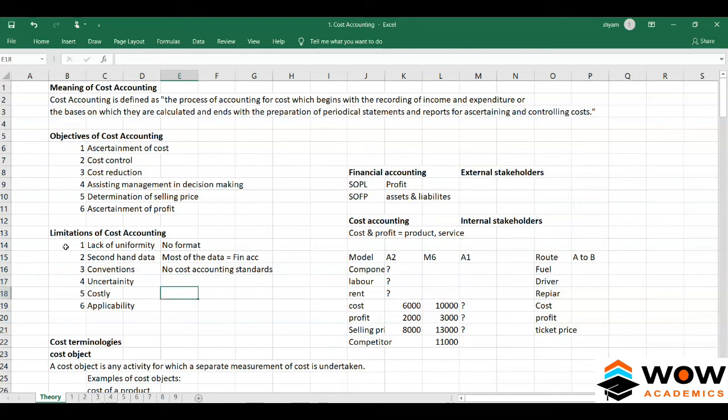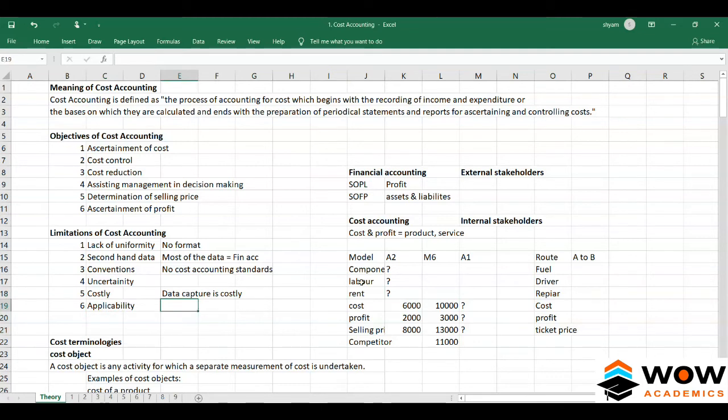Operating cost accounting itself is costly, because you have to separately capture data. Data capture is costly. Where will you get this component information, labor information and all? Finding them is costly. And applicability can be difficult. Not in all fields is it so easy and quick to do.